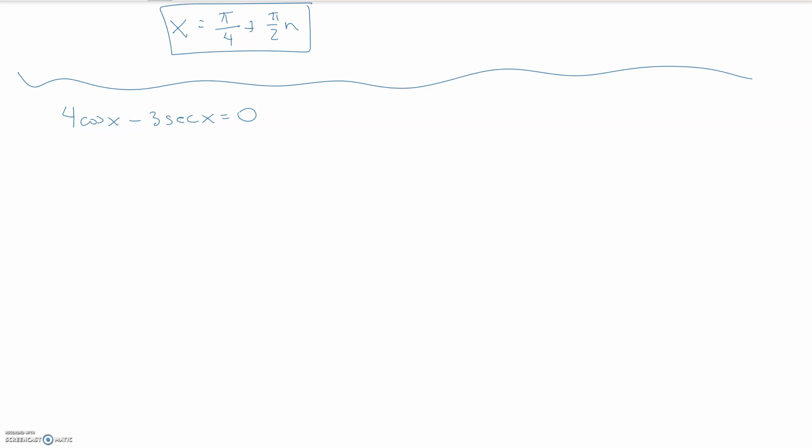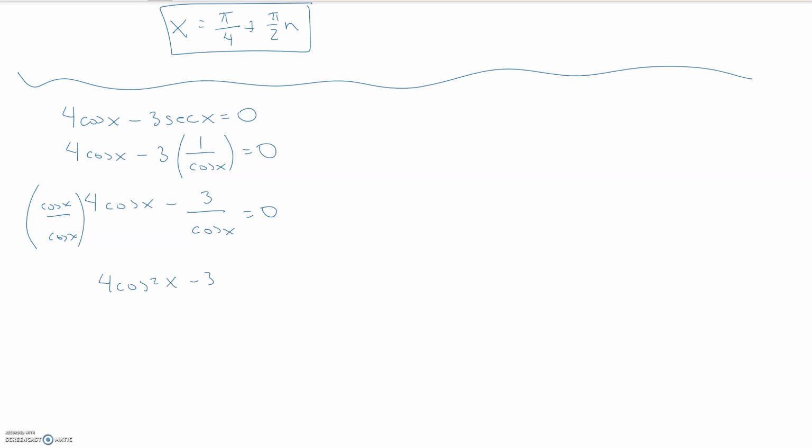All right, so taking a look, I know that secant is 1 over cosine. So what I have is 4 cosine x minus 3 times 1 over cosine x equals 0. So I have 4 cosine x minus 3 over cosine x equals 0. Multiplying this guy by cosine over cosine, I get 4 cosine squared x minus 3 all over cosine x equals 0. I can multiply both sides by cosine x. That gives me 4 cosine squared x minus 3 equals 0.